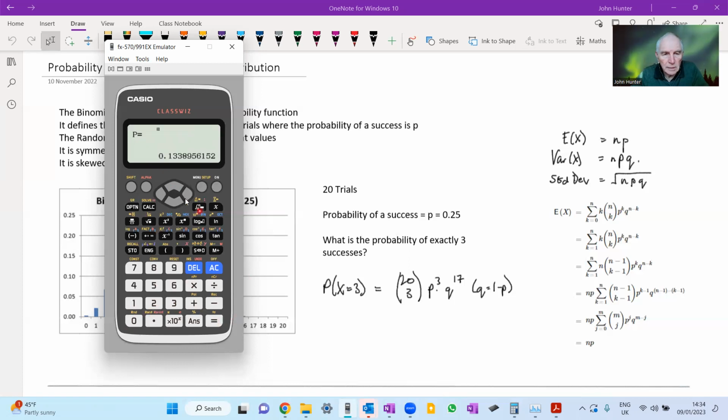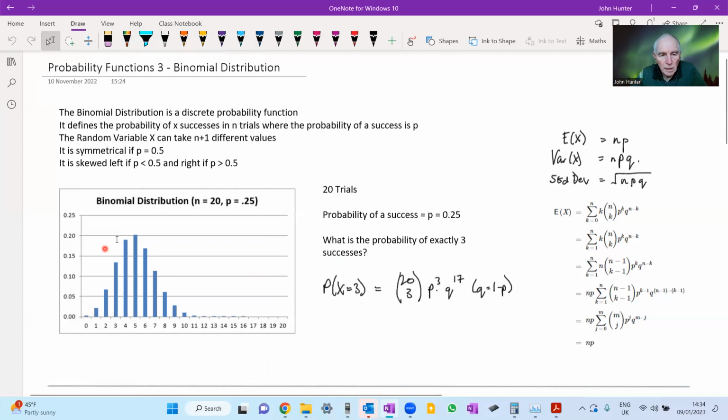And equals again. So that's going to give us this probability, 0.134 to 3 decimal places. So that's what that would be. Okay, so that is more or less how that works. We'll come back to the cumulative function in a minute.